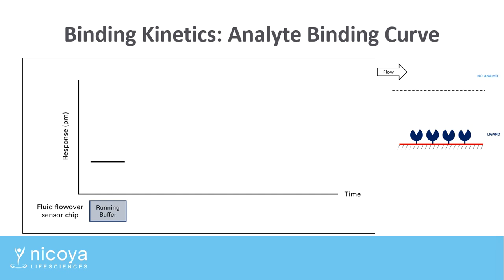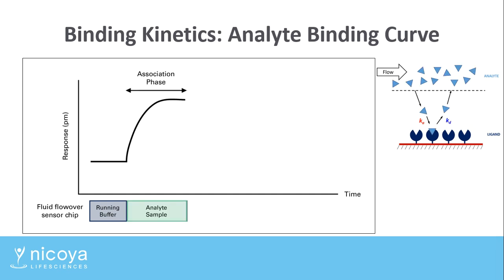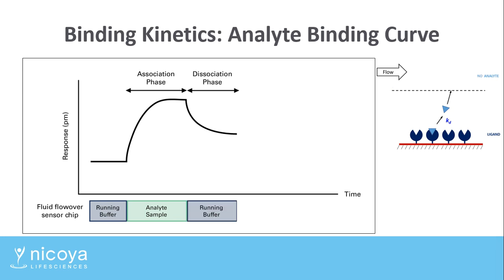Now, a binding curve consists of an association phase and a dissociation phase. The association phase is when the analyte sample is passing over the sensor, and then you will see an increase in the sensor signal, which corresponds to the binding events with the ligand. Now, the dissociation phase is when there is no analyte present over the sensor, and the signal begins to decrease as the analyte dissociates from the ligand.